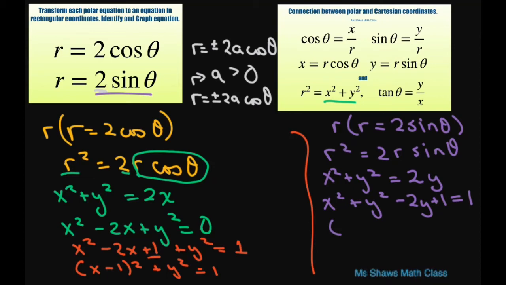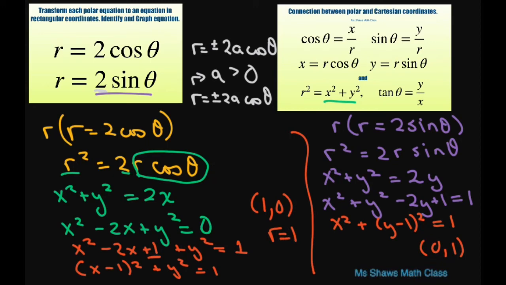This is going to be x squared plus y minus 1 squared equals 1. So our radius is 1. This one, the center is going to be 0, 1. And this one is going to be the center, 1, 0. And both of them have radius equals 1.